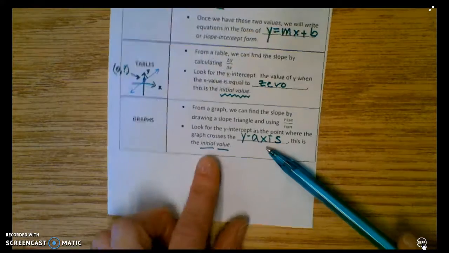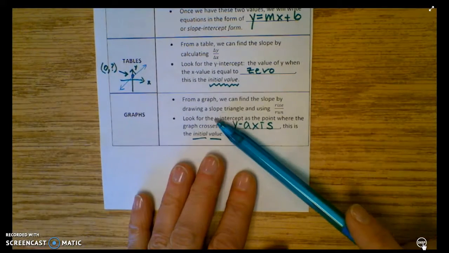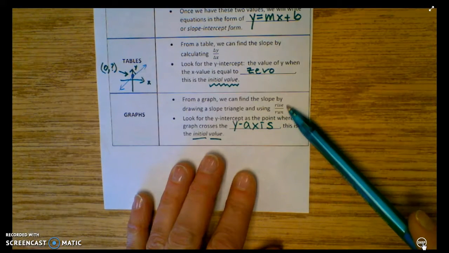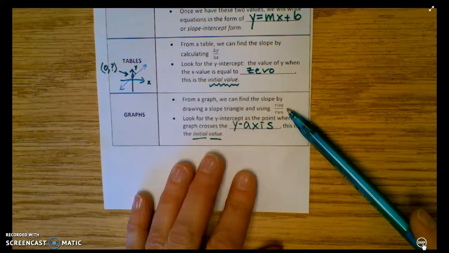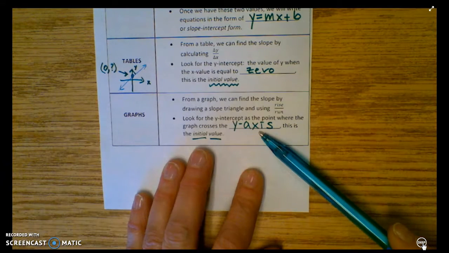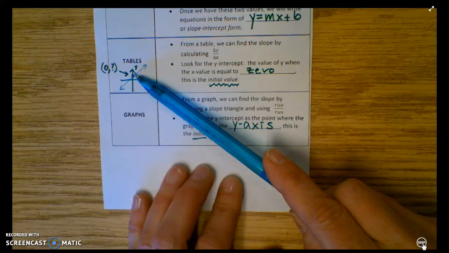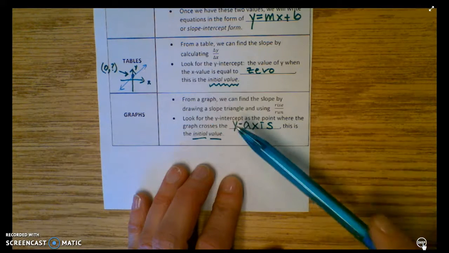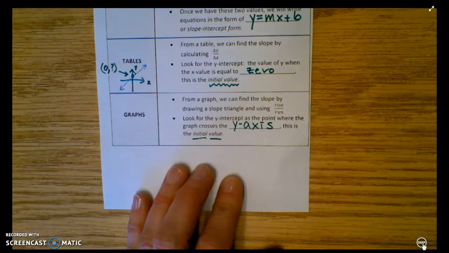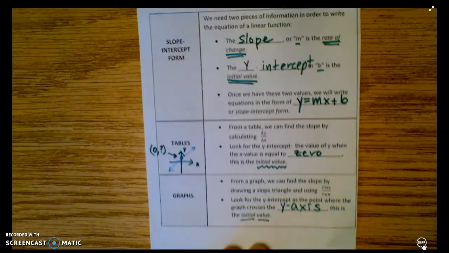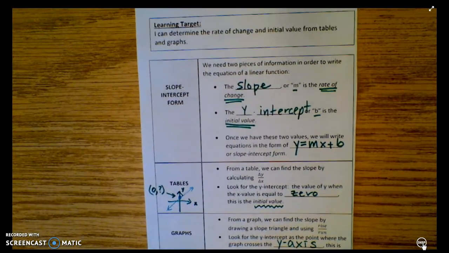So graphs are nicer, I think personally, because you can draw a slope triangle between the points to find your slope or your rise over run. And then again, you can just visually look at the y-axis to see where your line crosses to get that initial value or your y-intercept. So this side of your notes, again, is just filling in some things to review vocabulary.